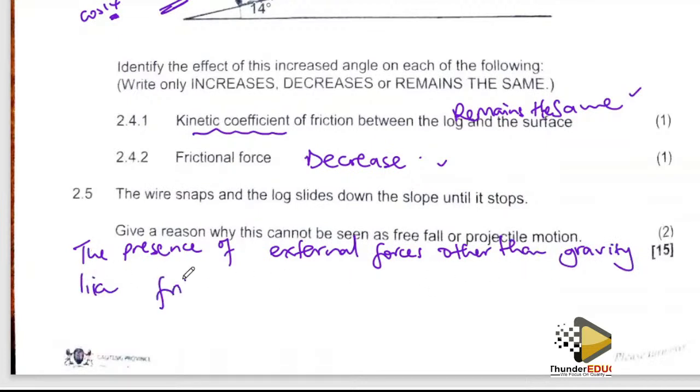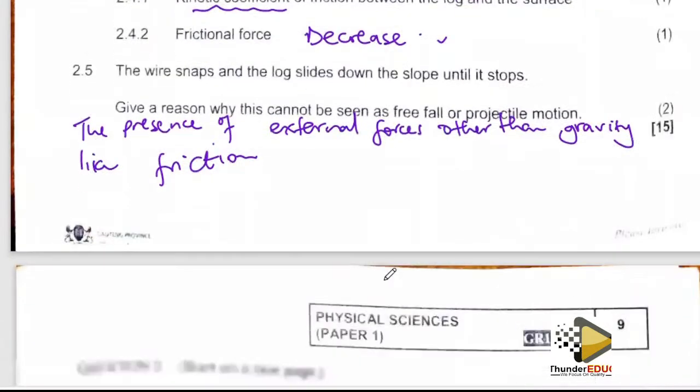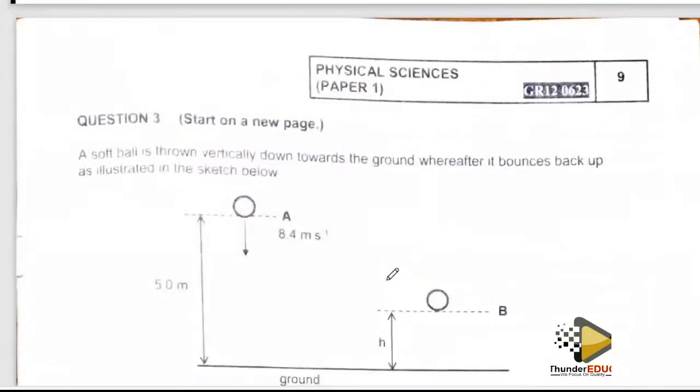For example, we said friction is one of them. Okay. Then that is 2.5. Let's move on to question number 3.